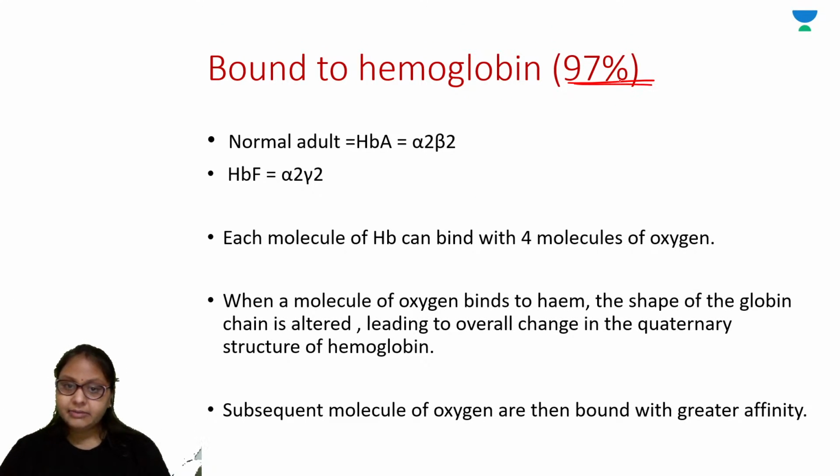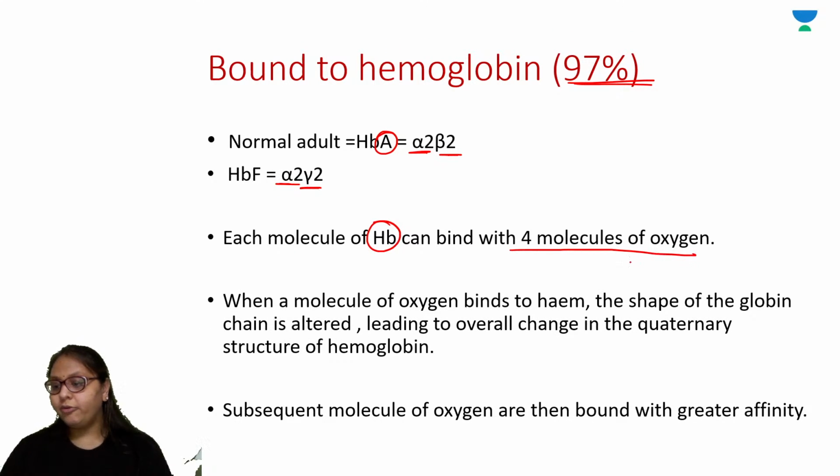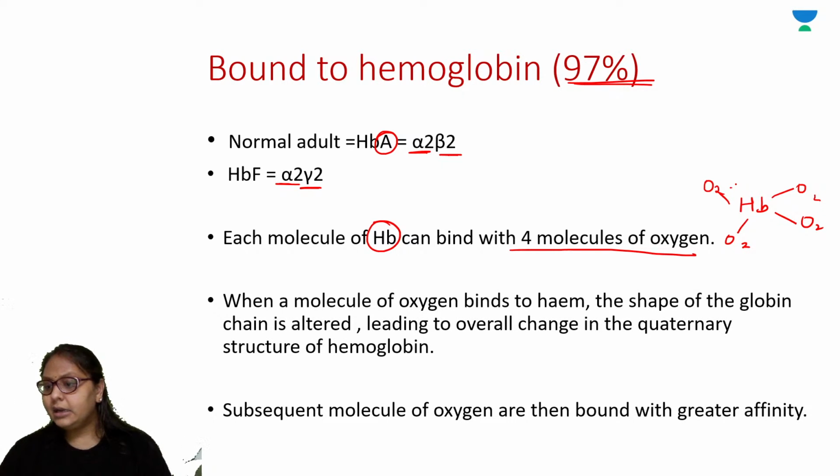97%. Now in a normal adult it is the hemoglobin A form, and in the fetus it is hemoglobin F. Hemoglobin A is alpha 2 beta 2 and hemoglobin F is alpha 2 gamma 2. Okay, so each molecule of hemoglobin can bind with 4 molecules of oxygen. One molecule of hemoglobin is bound to 4 molecules of oxygen, right? Is it clear? Any doubts still here?